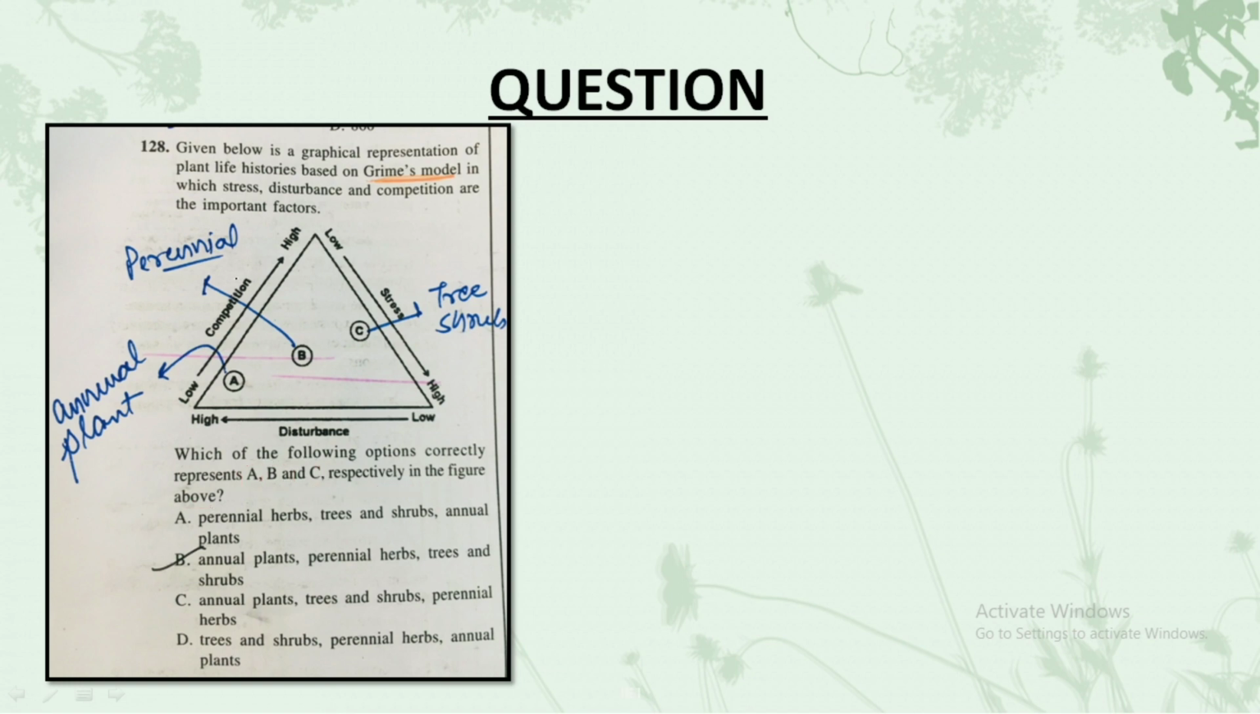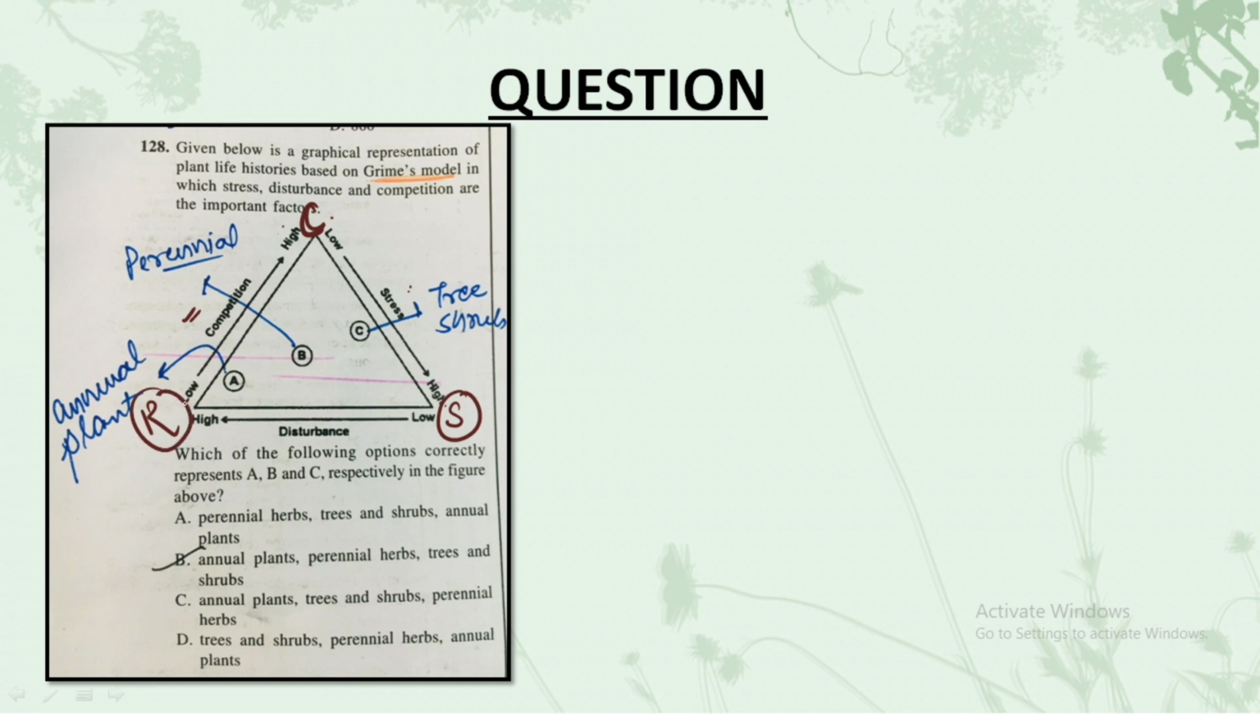So first we have to identify the area where we would have the competitors, stress tolerators and the ruderals, so that we could find out the correct answer. Depending upon the factors that are given, we have competition low in this area and high in this area. And as we have discussed, in the high competition area we have the competitors present. So mark here C. Then the stress tolerators must be present in the high stress area. So here S would be present, and in the high disturbance area we would have the ruderals.